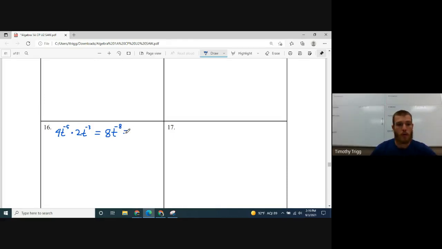If you want, you can rewrite this as 8 over t to the 8th. Again, when you move the negative power into the denominator, it becomes a positive power.